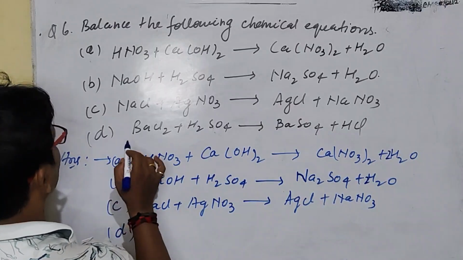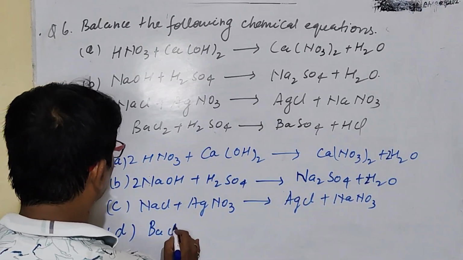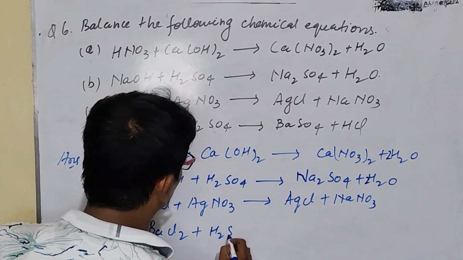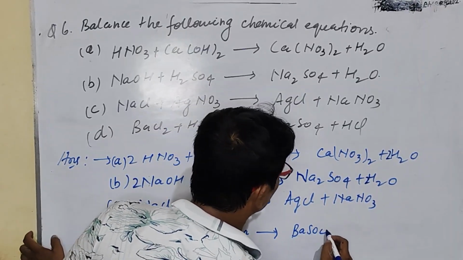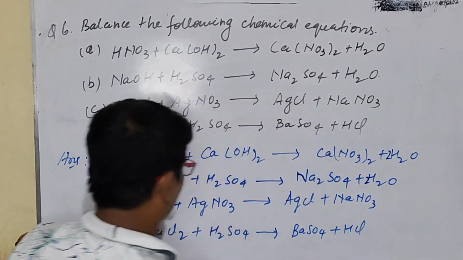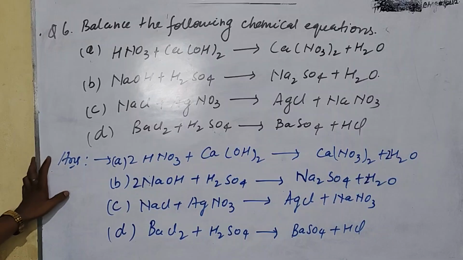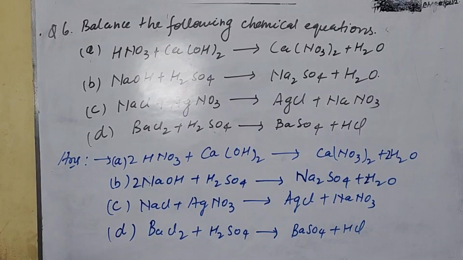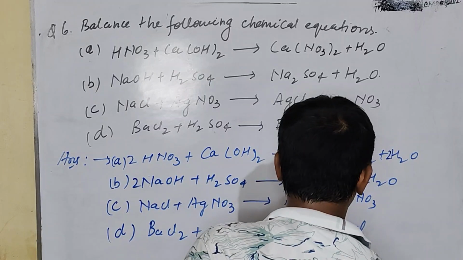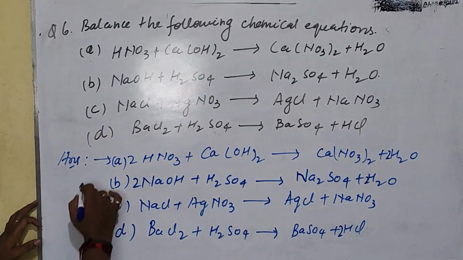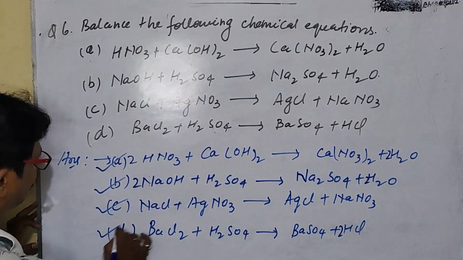And D number, BaCl2 plus H2SO4 gives BaSO4 plus HCl. So there is 2 hydrogen, so you can put 2 HCl there. So this is all about the balanced equations of question number 6.